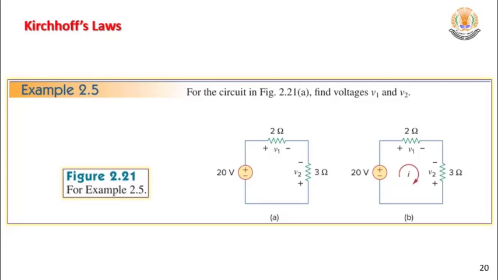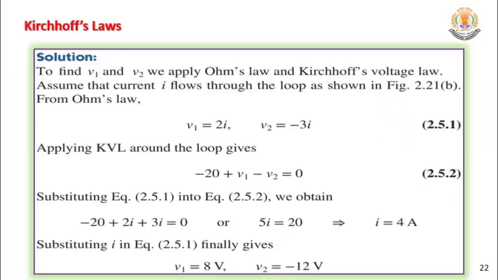You understand? So when you assume a current, you have to put polarity. What does it mean? Based on this assumed current direction, the polarity will be like that. Do you agree? So here directly I will take 2I, but there I have to consider minus 3I. You understand why? Okay. This is the end result, 8 volts and minus 12 volts.